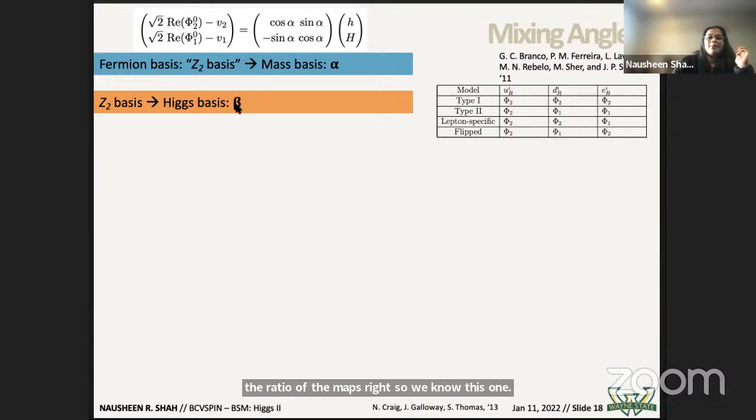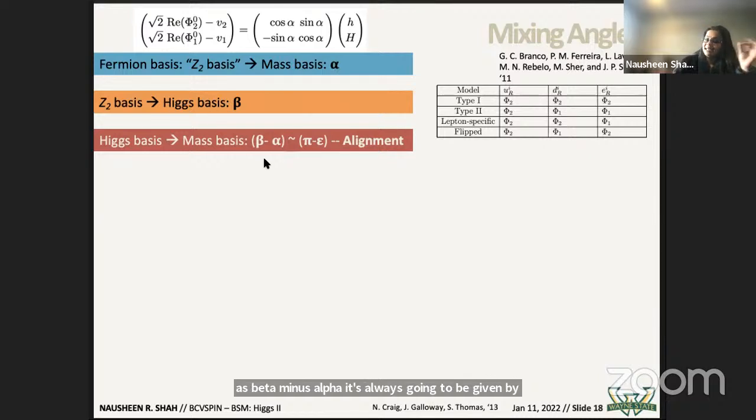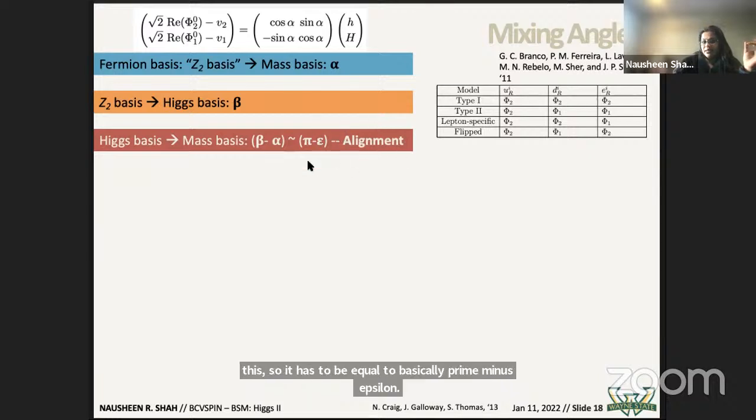And then, however, we always want to go to the mass basis, and it turns out that that can be written down as beta minus alpha. It's always going to be given by the difference between these two. But that is the quantity which we actually have information about. It has to be equal to basically pi minus epsilon. If epsilon was 0, it would be perfect alignment, and we know that we have to be living quite close to that experimentally.